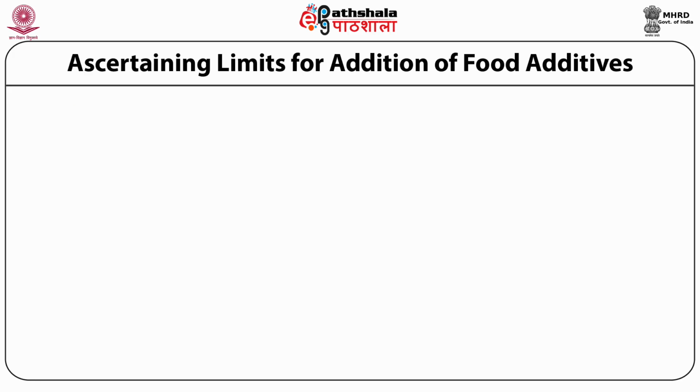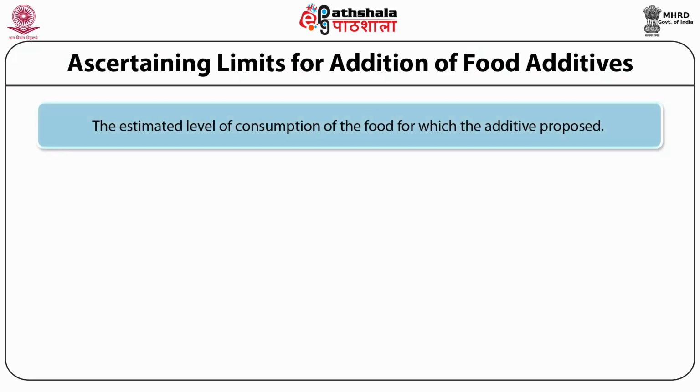So, ascertaining the limits implies ascertaining the safety of the consumer. So, it should be limited with these points to be kept in mind. The estimated level of consumption of the food for which the additive is proposed, because along with the food, the additive is also being consumed. So, the more the quantity of that food product being consumed, the more the quantity of that food additive will be consumed. So, accordingly, our limit should be set so that it should never cross the maximum safe limit of that food additive.